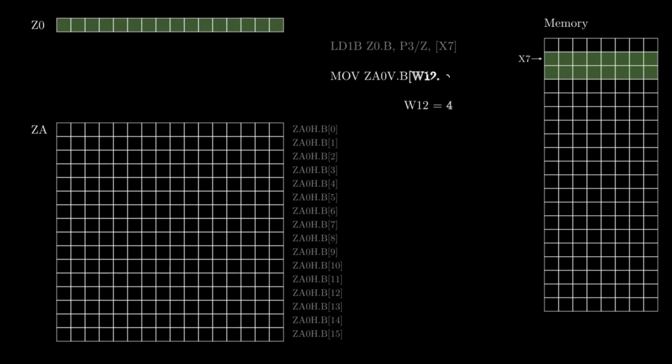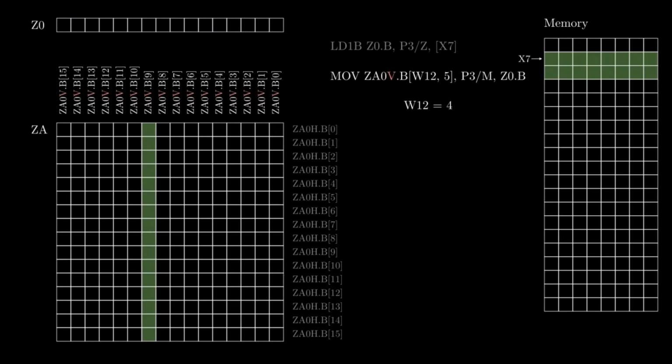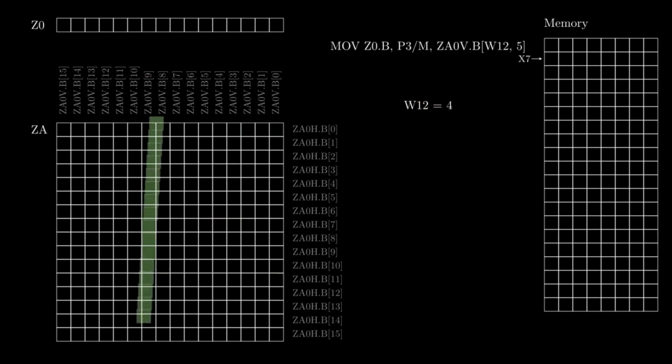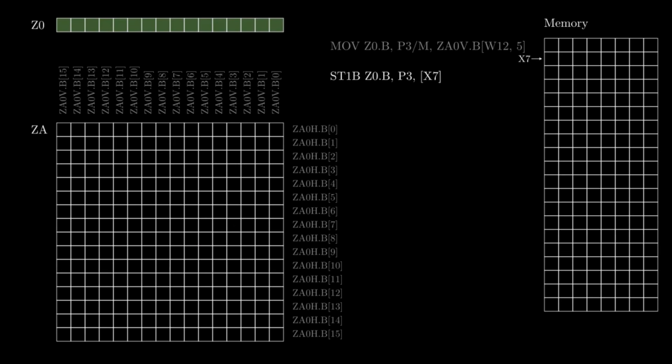We can also load data into columns in the ZA tile. The V means that we are accessing a vertical tile slice. This time the value of W12 is 4, so W12 plus 5 selects column 9 of the tile. We can also move data back from the ZA tile into Z registers, and from there, back into the memory.